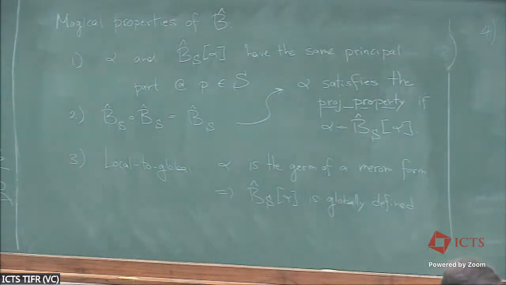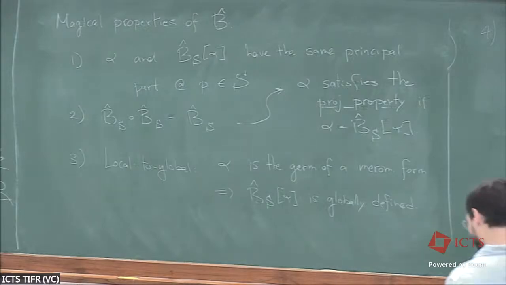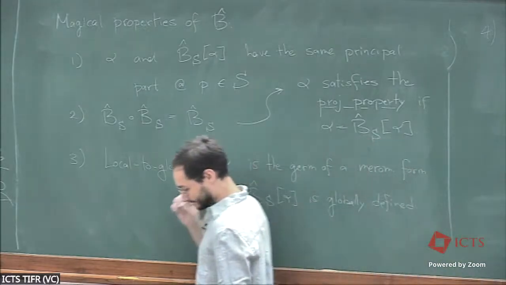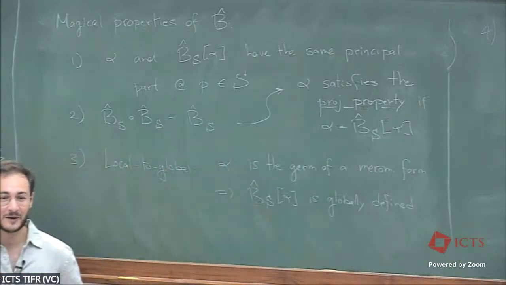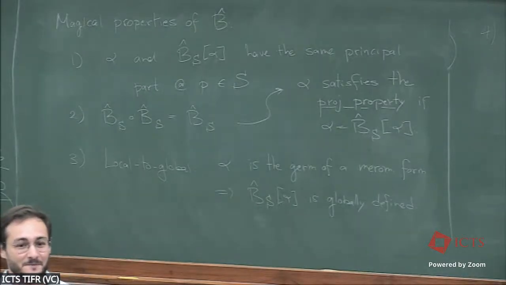Well, it comes from the properties of omega 0,2, which is characterized as a bidifferential with a double pole along the diagonal and with residue 1. It comes from this. So, yeah, I don't know how to characterize it in a different way.